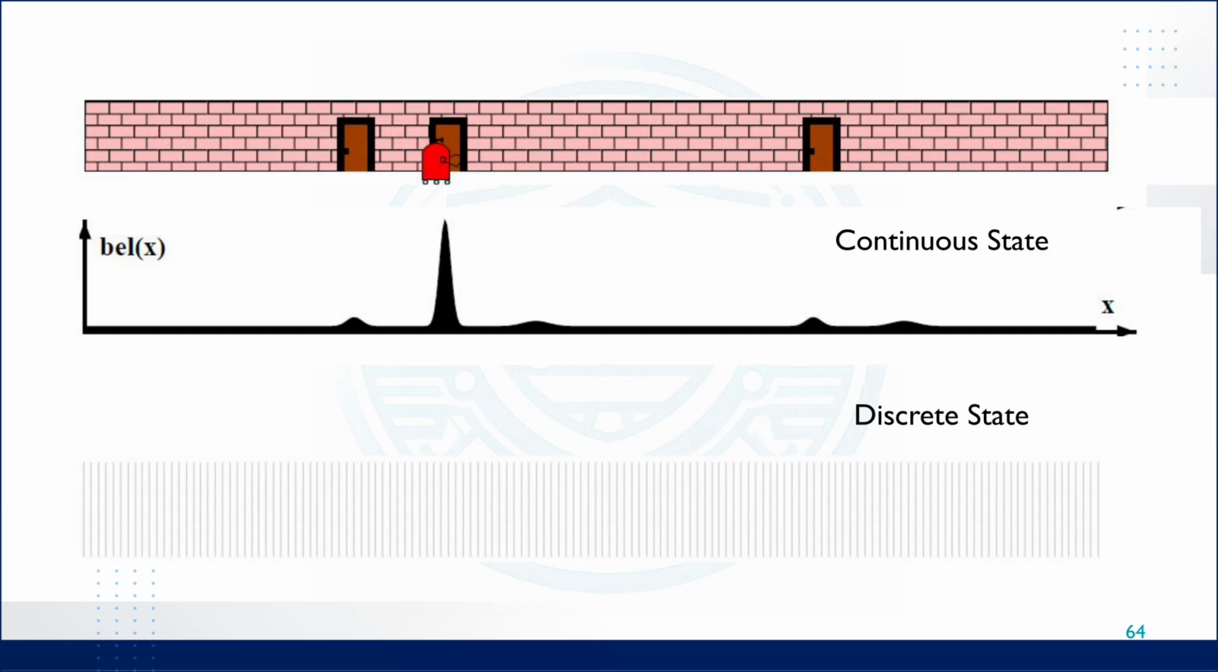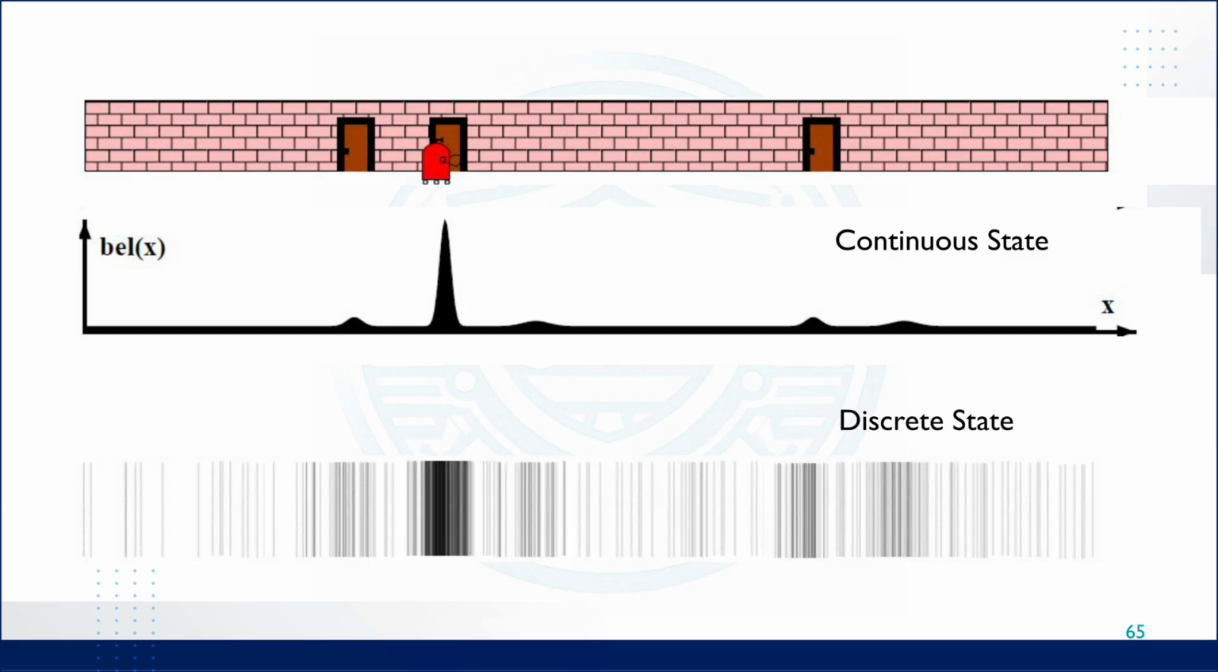This means we no longer consider every possible position along the corridor. Instead, we take a set of sample points, or particles, that approximate the shape of the belief distribution. These particles act like discrete hypotheses of where the robot might be. The sharper the continuous curve is, the more particles will cluster around that region. Instead of sampling particles at equal distances, we place more particles in areas where the belief probability is high.